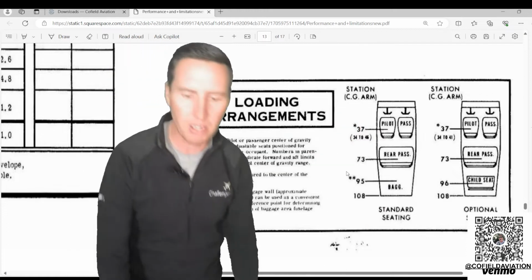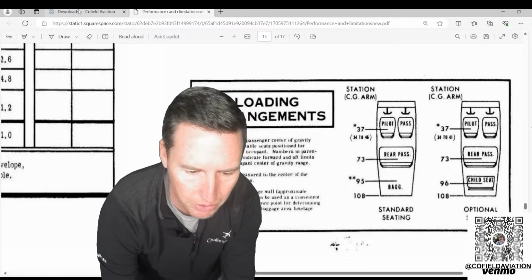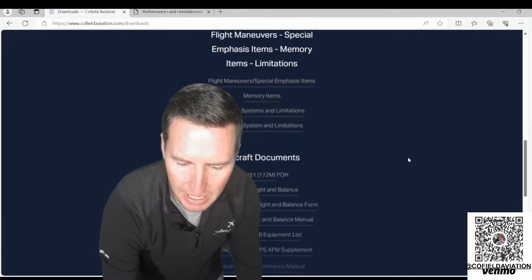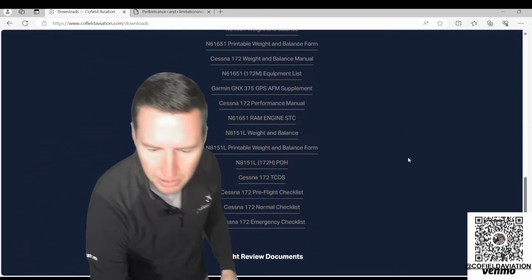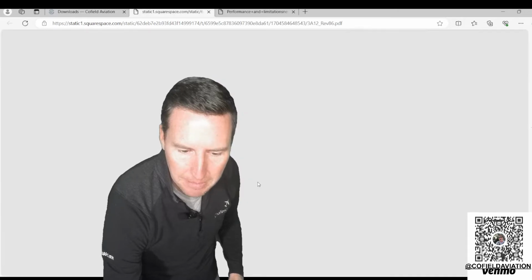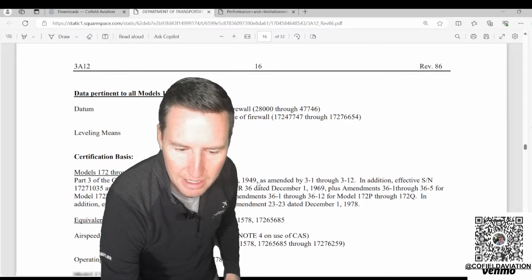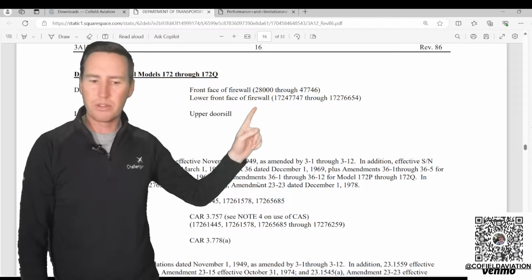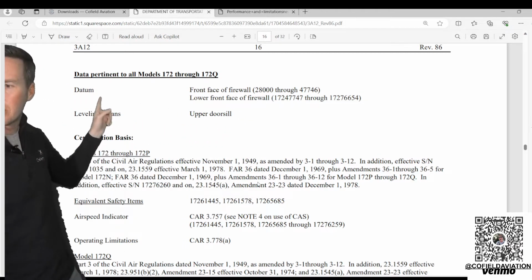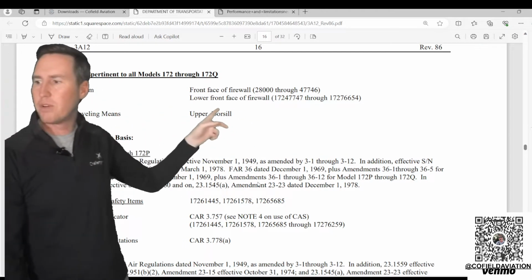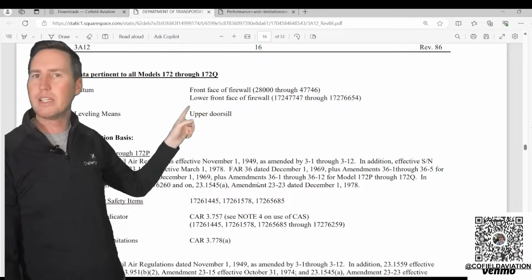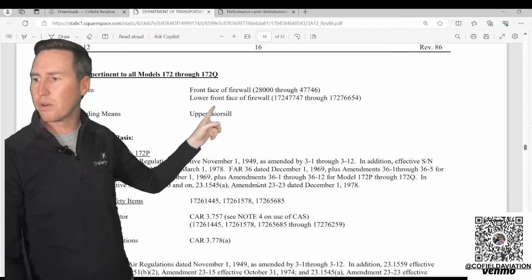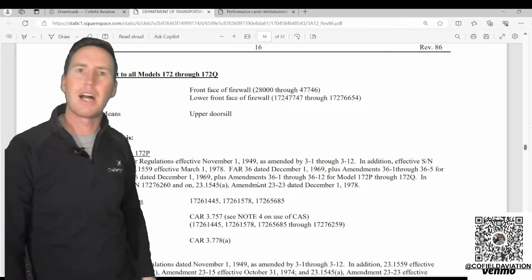One, it's right here, but also I'm going to show you on the type certificate data sheet. Remember, this is just on the website, so we can go here to the type certificate data sheet. If you scroll down to data pertinent to all models, here it is. It shows us where the datum is. Now, there's 2 of them, but our serial number falls in right here. So our datum point is specifically the lower front face of the firewall.